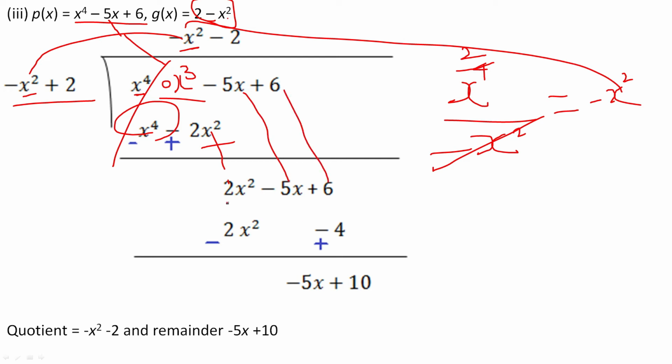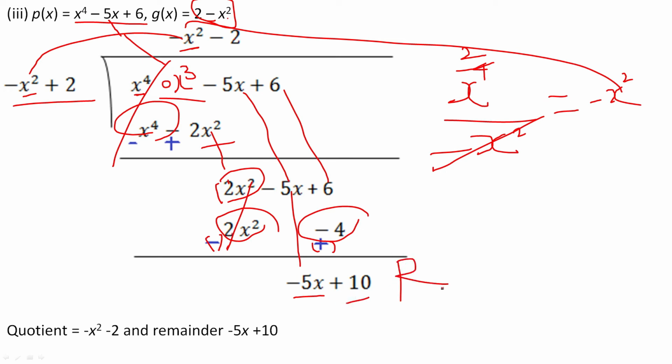Again 2x square divided by minus x square. You will get minus 2. Minus 2 multiplied with minus x square, minus 2x square, you will get minus 2 into plus 2, you will get minus 4. Changing the sign, plus, cancel it, 5x downward, minus 5x, 6 plus 4 will make 10. This is actually the remainder.